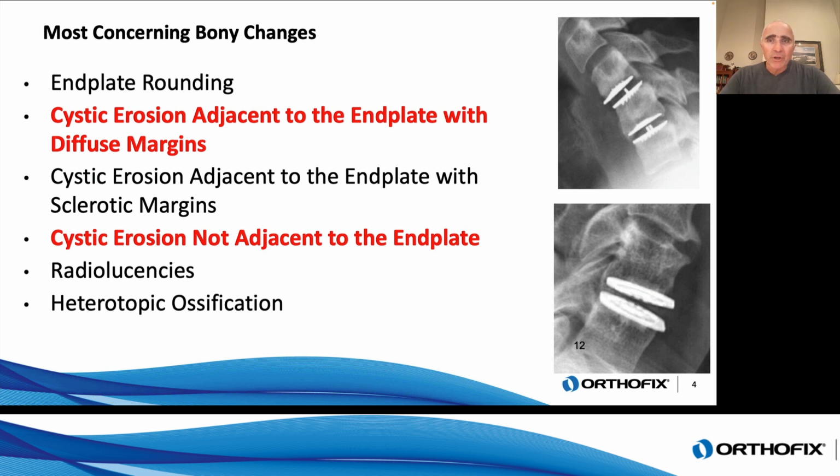Based on input from the large joint arthroplasty literature, as well as experts on this panel who have extensive experience in large joint arthroplasty, most concerning radiographic bony changes are cystic erosion adjacent to the end plate with diffuse margins and cystic erosion not adjacent to the end plate.